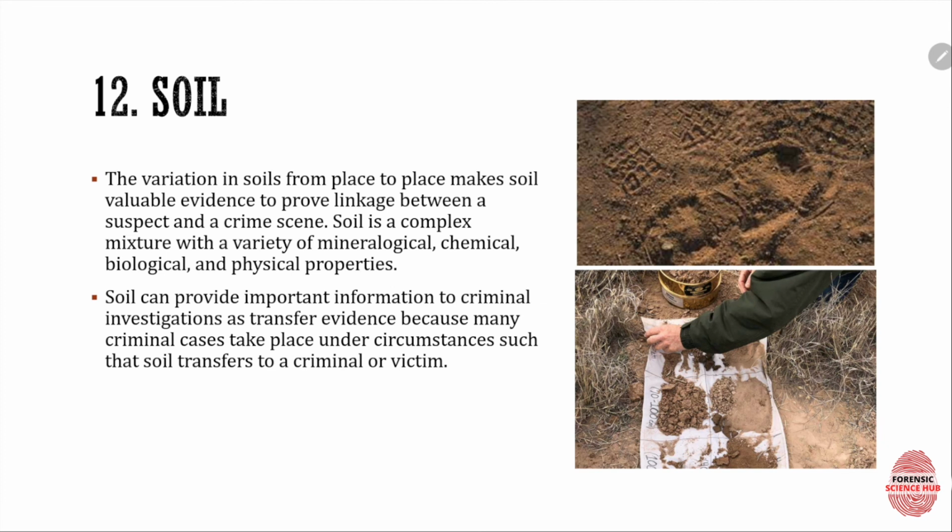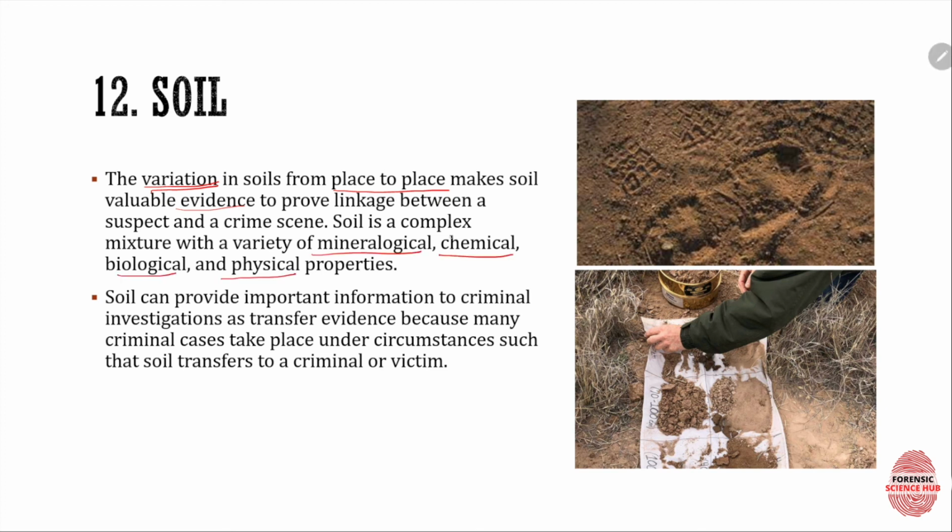Last one is soil. Different kinds of soil are present in different parts. So variation in the soil from one place to another makes it evidence. How? If a person from a particular place which has some peculiar kind of soil travels to another place, we can easily check the shoes of that individual, look out for the kind of soil that is present and determine where that kind of soil is present in that particular area. And if the same kind of soil is present at the crime scene also, then we can easily link that person to the crime scene.